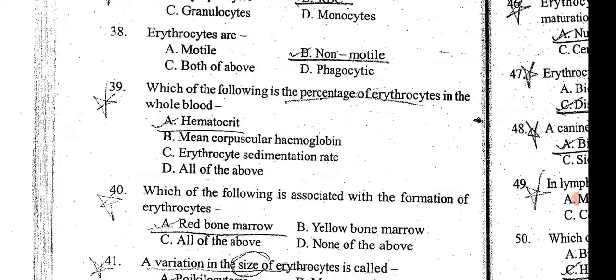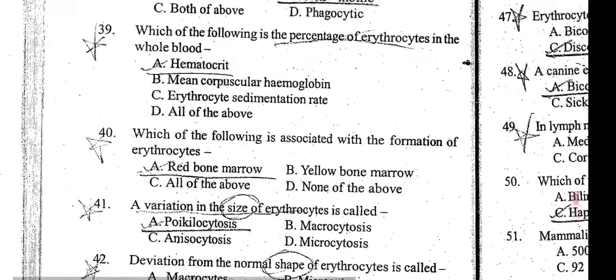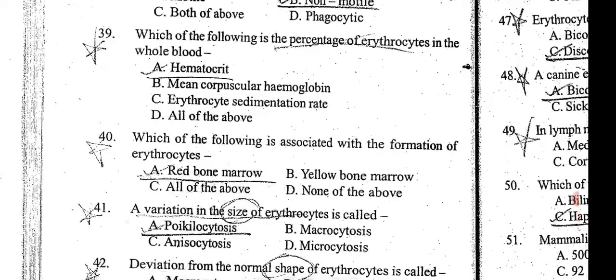Which of the following is the percentage of erythrocytes in whole blood? Hematocrit is the percentage of erythrocytes in whole blood. The blood having the concentration of erythrocytes is known as the hematocrit or packed cell volume. Hematocrit is another name for packed cell volume, and it is the percentage of erythrocytes in whole blood.